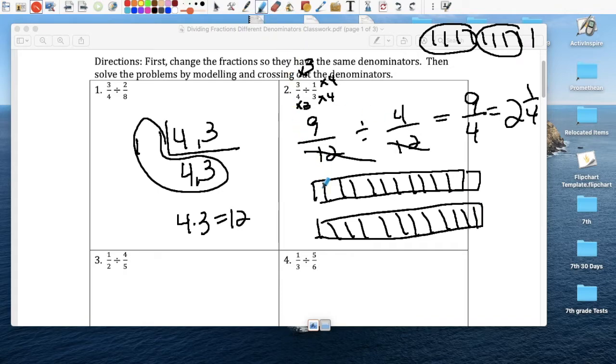So show me 9 out of 12. Here's 9 out of 12. And show me 4 out of 12. 1, 2, 3, 4. This is 9 out of 12. This is 4 out of 12. So I have 9 12ths and you want 4 12ths. So I can give 1, 2, 3, 4 to one person. 1, 2, 3, 4 to another person. So there's my 2. And then to the next person, I can only give one piece out of the 4. And that explains why your answer is 1/4.